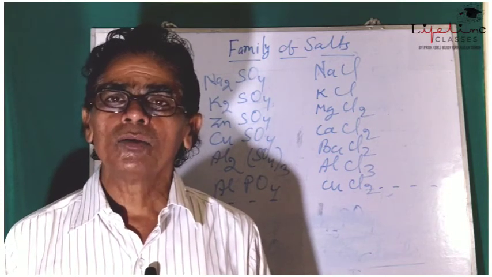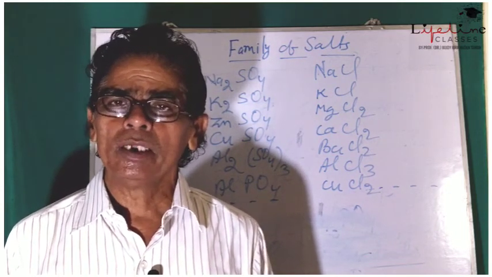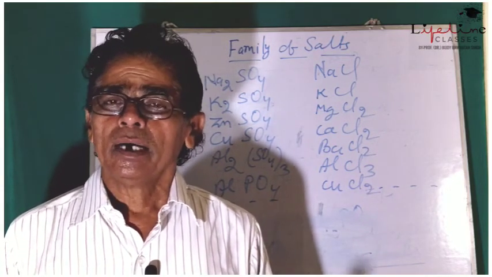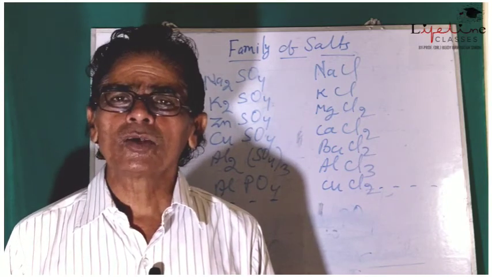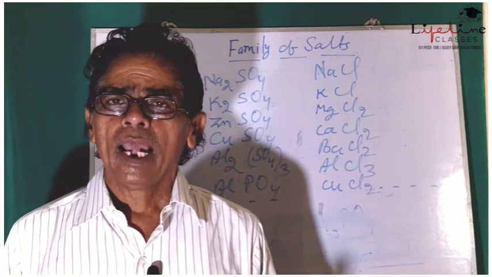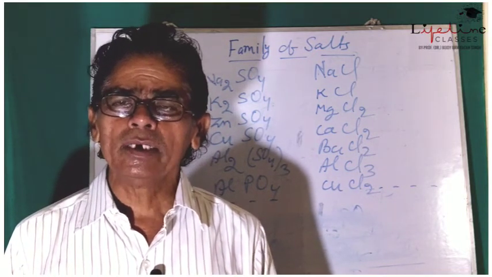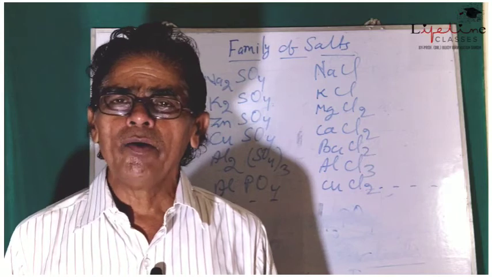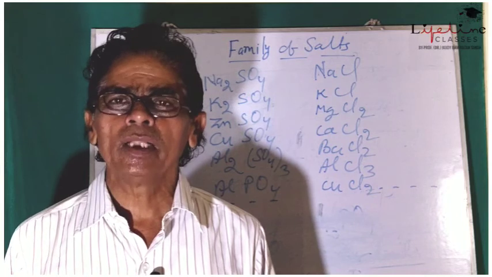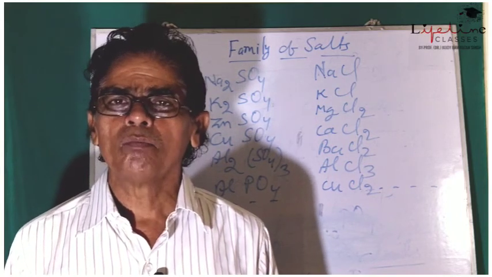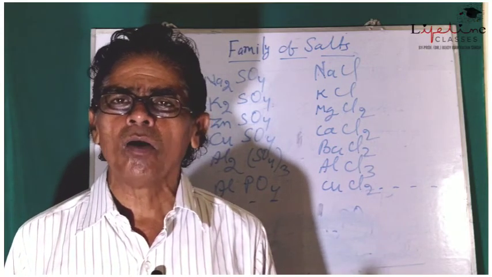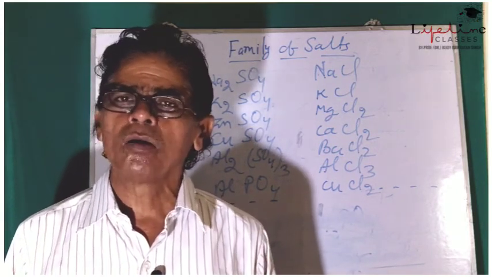Now let us try to understand neutral salt. I have already said that neutral salts are formed by the neutralization of a strong acid and a strong base. Suppose that HCl, which is a strong acid, and NaOH, which is a strong base, are allowed to react with each other. What happens? They form sodium chloride and water. Now sodium chloride is a salt of a strong acid and a strong base.